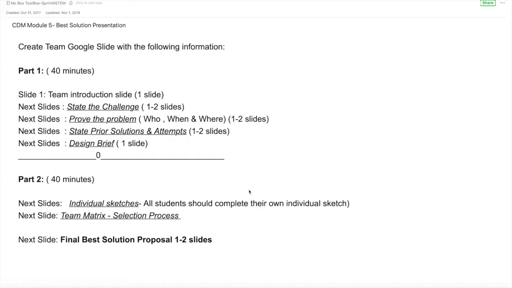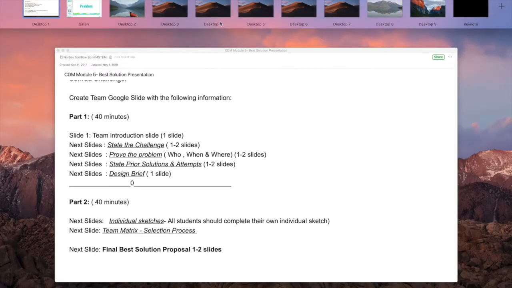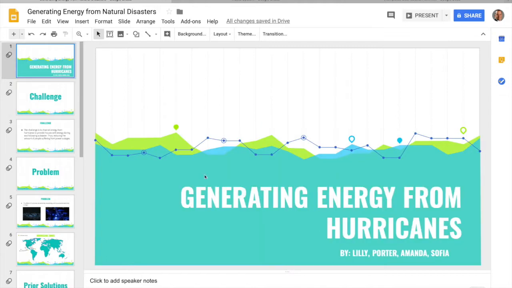So the following, I'm going to provide two demonstrations, two examples of these steps being done. The first is a very beginner level presentation. This was done in a couple of periods. So let me show you what the steps look like. Number 1, the name of the actual project is generating energy from hurricanes.